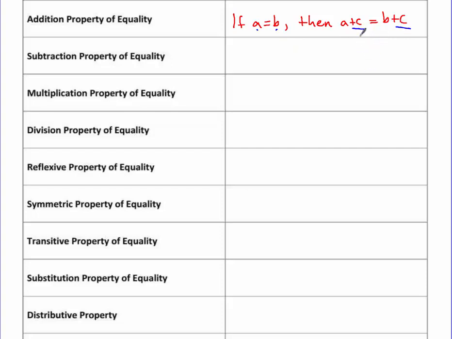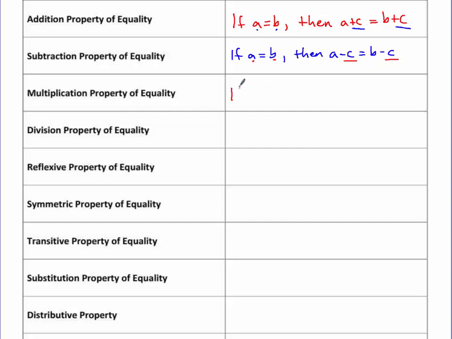And you know that because that's how you solve equations, is you add something to both sides of the equal sign. Our next one is the subtraction property of equality, and it says if A equals B, then A minus C equals B minus C. And this is just like you're familiar with. If you have something on both sides of an equal sign, you know that you can subtract the same things from both sides. So hopefully these are not too difficult to comprehend.